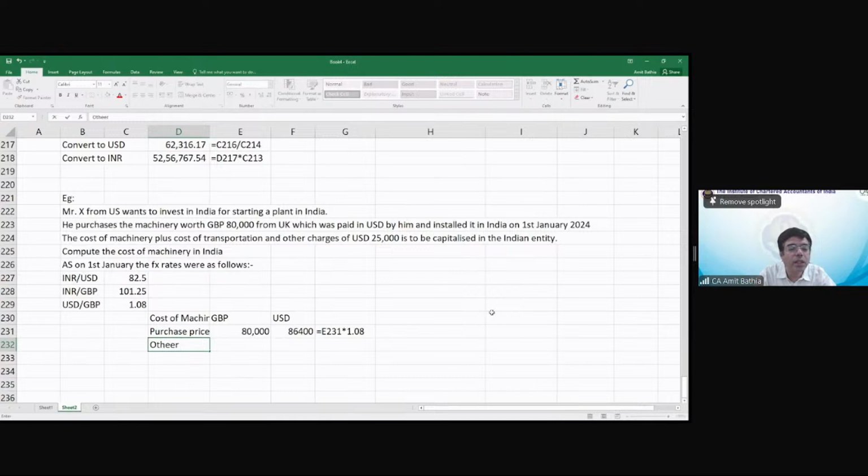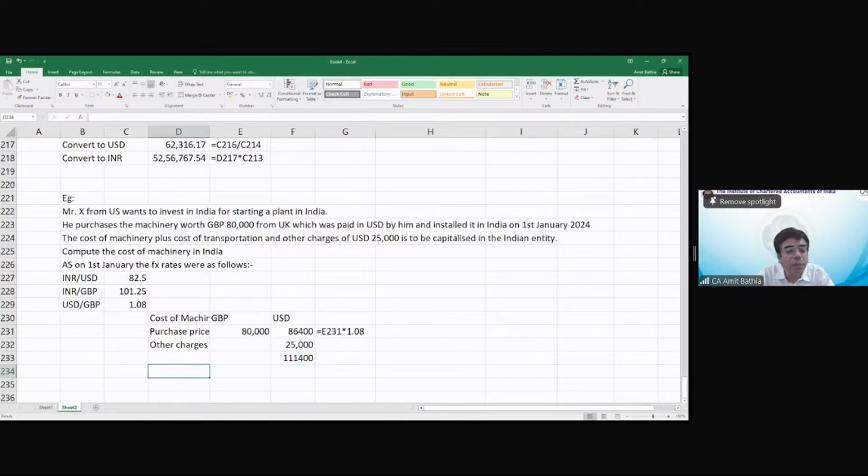Now, further you are told there are other charges also, cost of transportation, other charges. So that other charges is how much? 25,000. Right? This 25,000 is GBP or USD? This is USD. Am I right? And other charges of USD 25,000 is to be capitalized in the Indian entity. So how much is the total to be capitalized in India? Total 1,11,400 USD is to be capitalized in India.